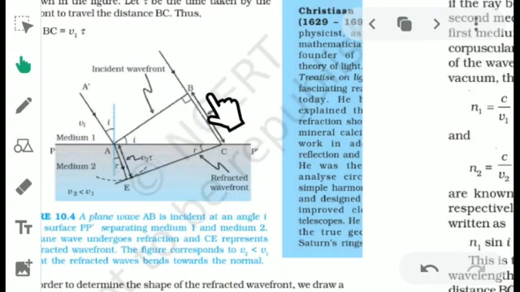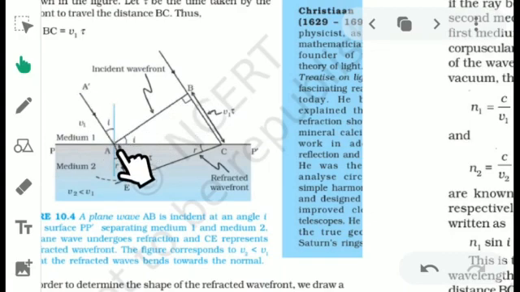Velocity of light in the first medium is v1, and in the second medium it is v2. Now see here we took the velocity of light in the first medium greater than that of the second medium. P dash is the interface which separates these two media. Now AB is the incident wavefront.